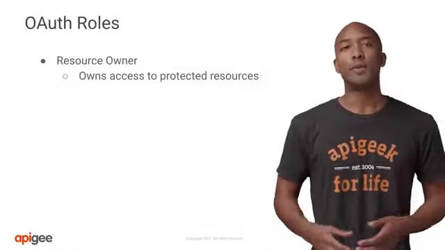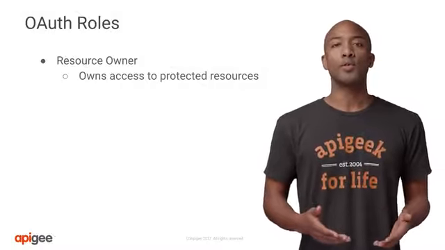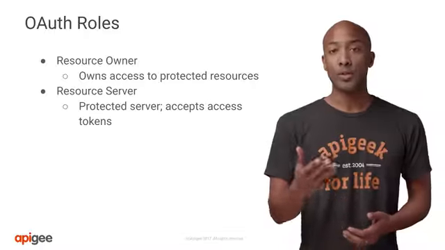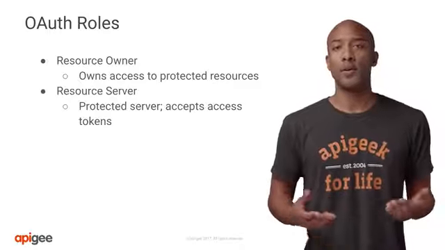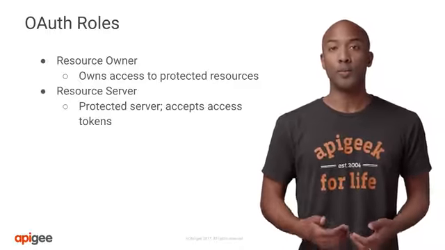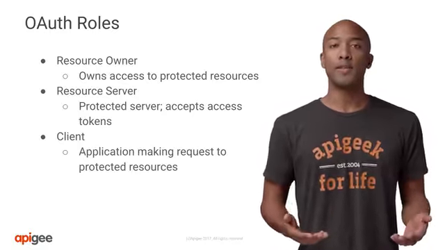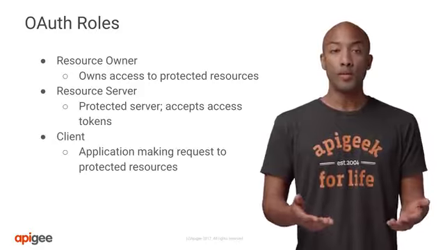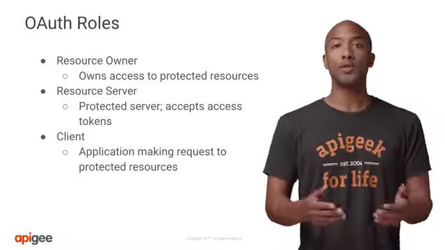Let's cover some of the key terminology first for OAuth. The resource owner is the person that owns access to a protected resource. The resource server is a protected server that accepts access tokens. For example, you are the resource owner of your Google Plus account, the resource server. The client is the application that is attempting to access the protected resource server. For example, your music player, a client application, is trying to post your playlist to your Google Plus account.